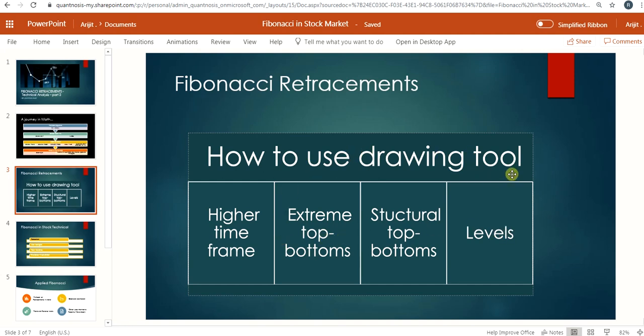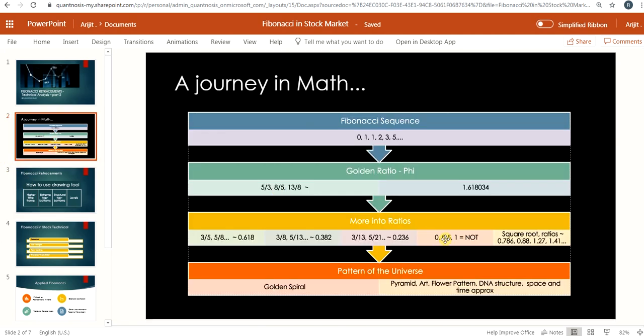Before going into the details of the drawing tools, there are some points to remember. If we use a higher time frame chart, that will have a better chance of success than a lower time frame chart. And extreme top and extreme bottom levels will be more reliable than the ones which are inside. But that does not stop us from using it. We can use the structural tops and bottoms as a start and end, which is basically 0 and 1, and get the other levels based on that.